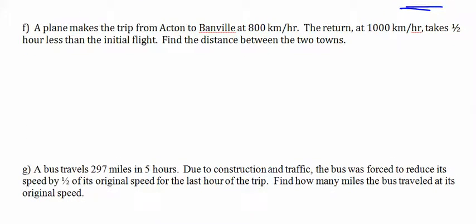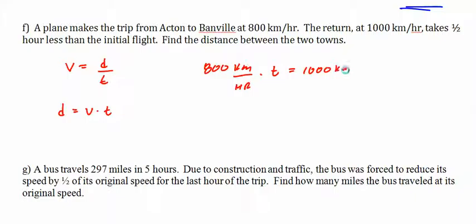A plane makes a trip from Acton to Banville at 800 kilometers per hour and the return at 1,000 kilometers per hour. It takes a half hour less. Well, we talked about this. Velocity equals distance over time, and therefore distance equals velocity times time. These are both going the same distance. It's going 800 kilometers per hour times some t. And that equals 1,000 kilometers per hour times t minus 1/2 because it does it in half hour less. Off we go.